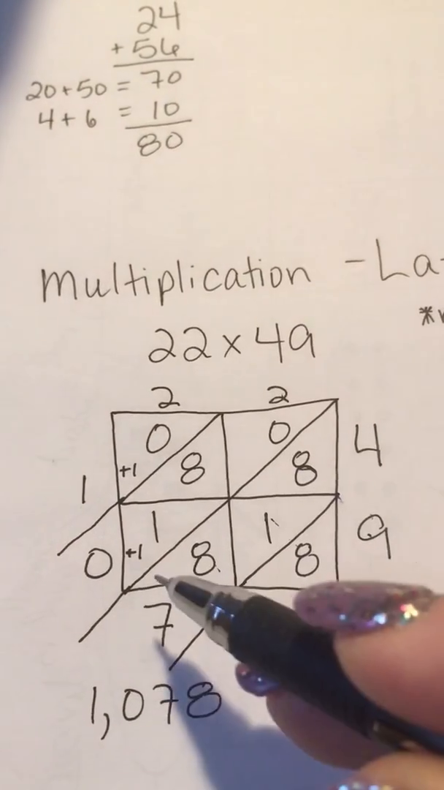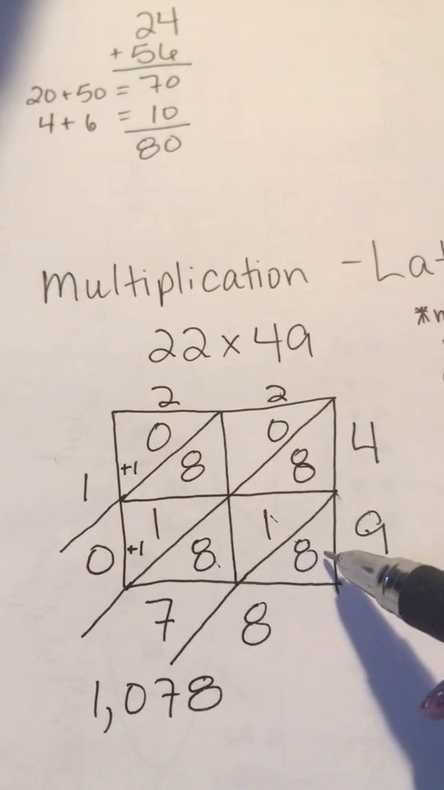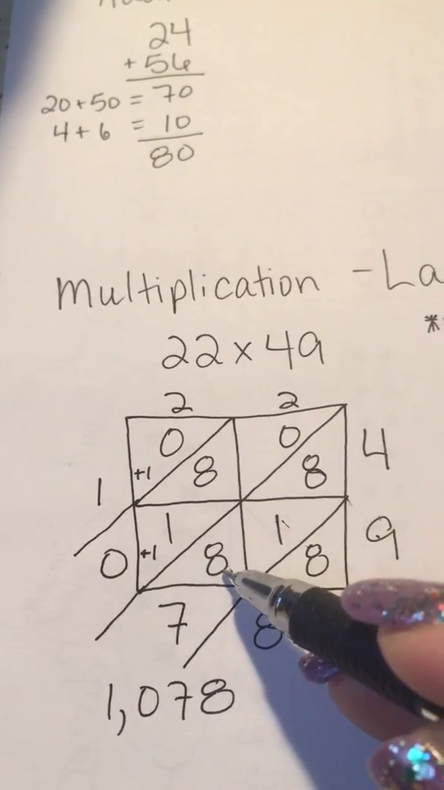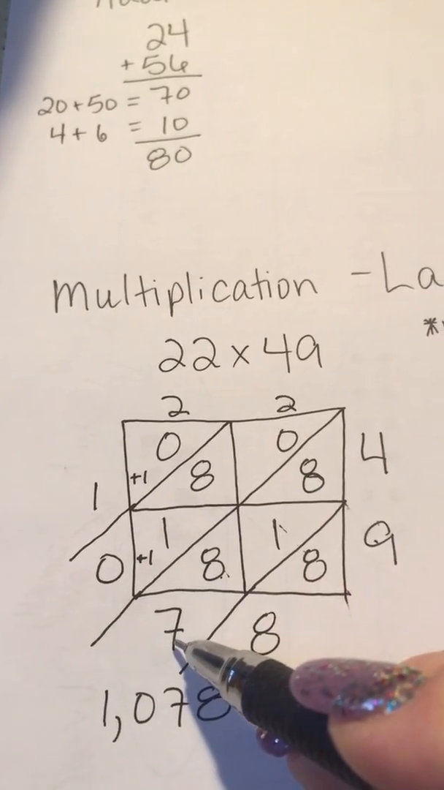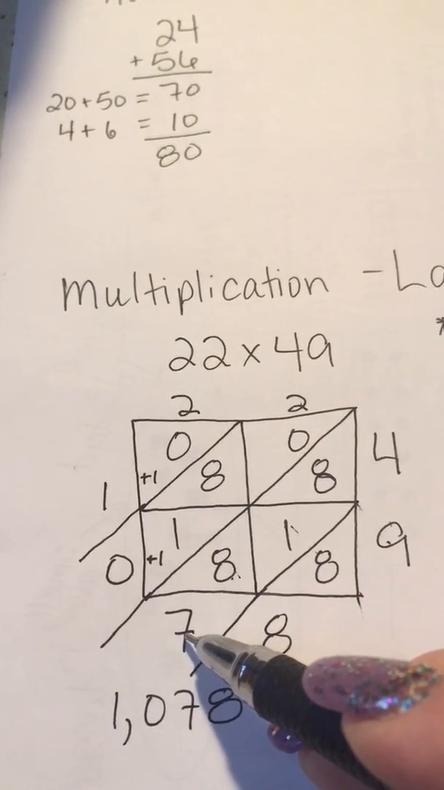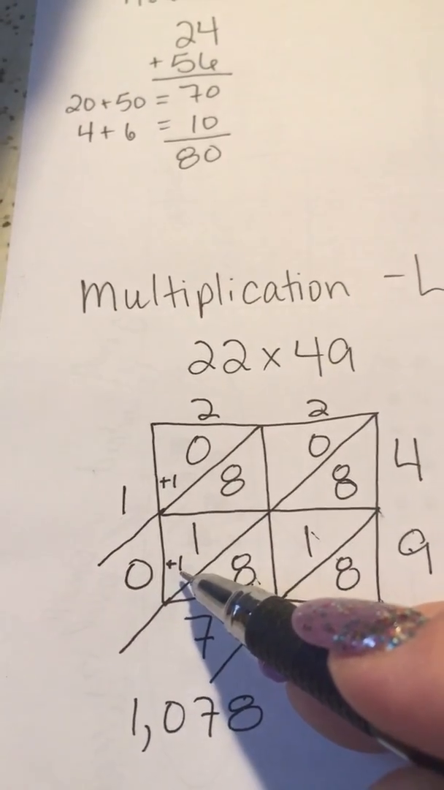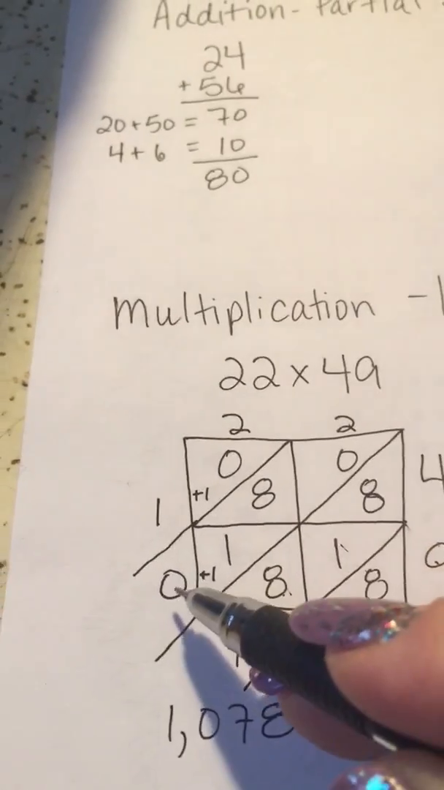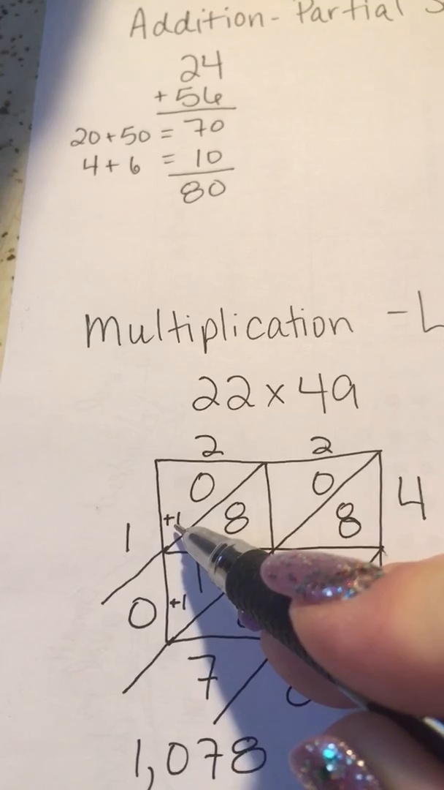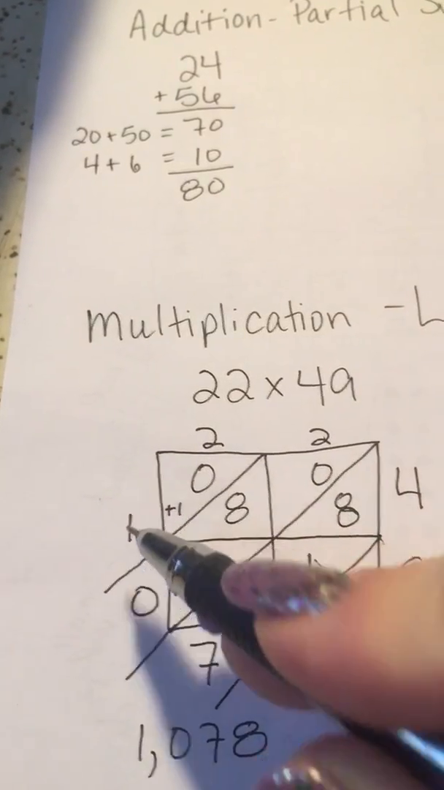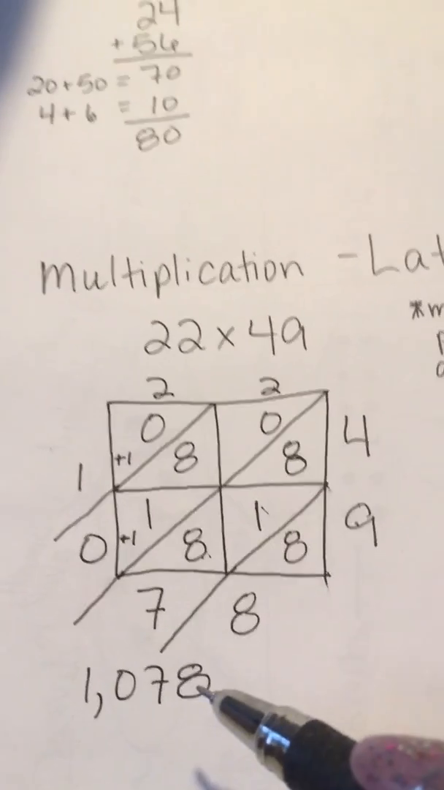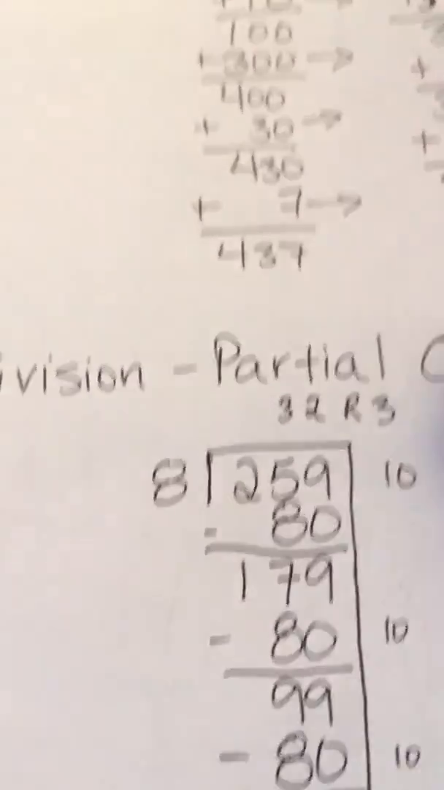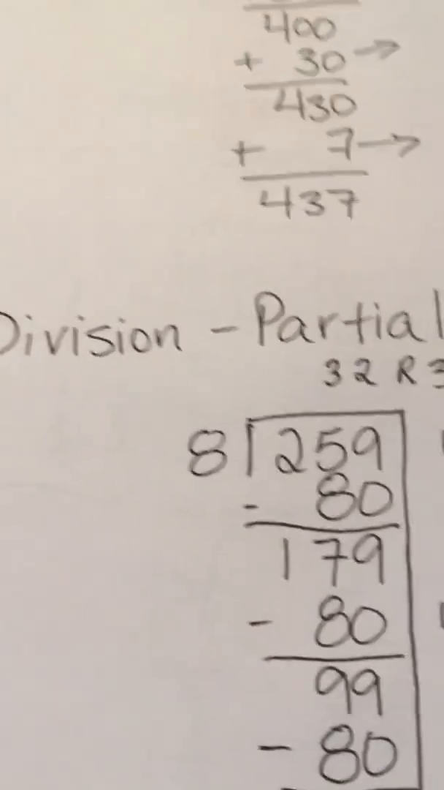So then we extend our lattice out, and then we're going to add. So we have 8 here, there's an 8. 8 plus 1 plus 8 is 17. So we put our 7, and we're going to bring these 10s over. So I got a plus 1 here. So we have 8 and 1 plus 1, that's 10. So we'll put our 0 here, and we'll bring that one over. So we have 0 plus 1. So the solution is 1078 using the lattice.